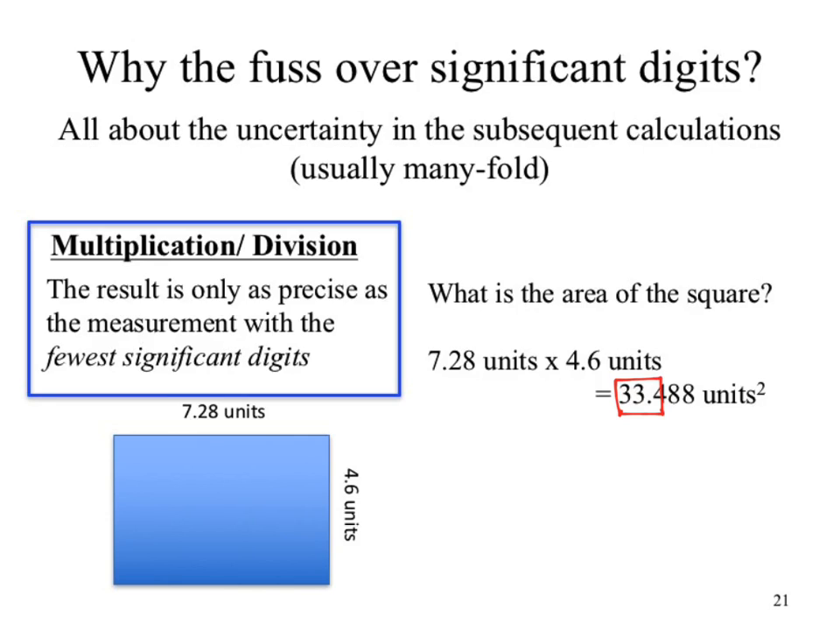What is our rule for multiplication and division? The fewest number of SigFigs. How many SigFigs in 4.6? How many SigFigs in 7.28? 3, which means my answer can only get reported to 2 SigFigs. How do I convert the number of 33.488 into 2 SigFigs? Okay. And I end up with just 33.